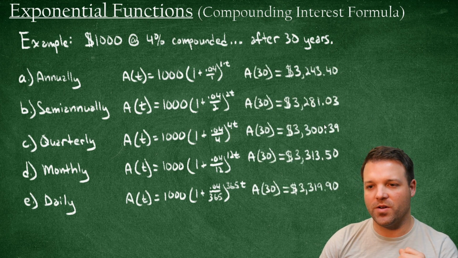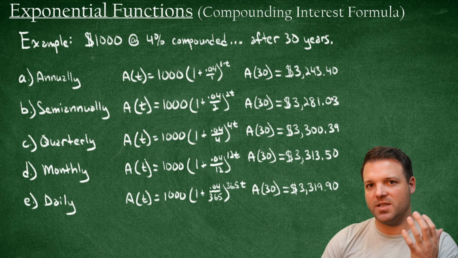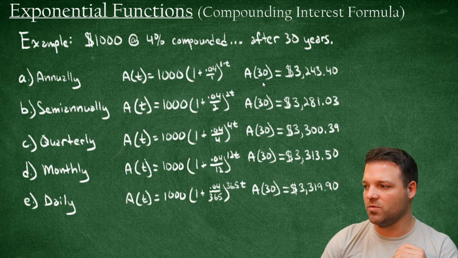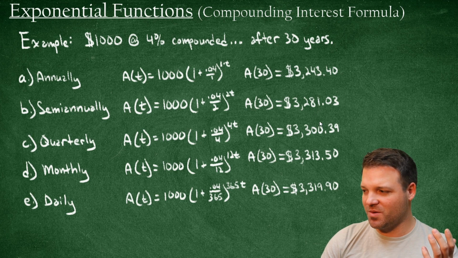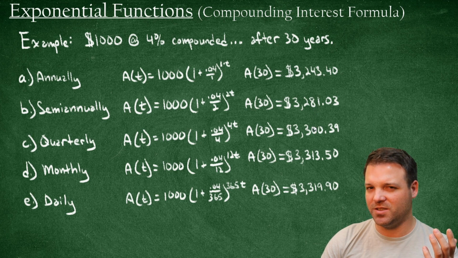All right, so here we go. Here are our solutions. And does this spiral out of control? That's the question. Well, let's take a look. Our simple interest, just once per year, yields $3,243.40. Then, once we do it semi-annually, there's a pretty big jump here by almost $40. Okay, $3,281.03. Then when we compound it quarterly, there's actually a smaller jump. So the first jump was about $40. The next jump is only about $20.